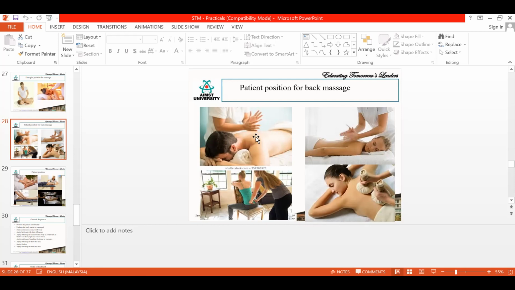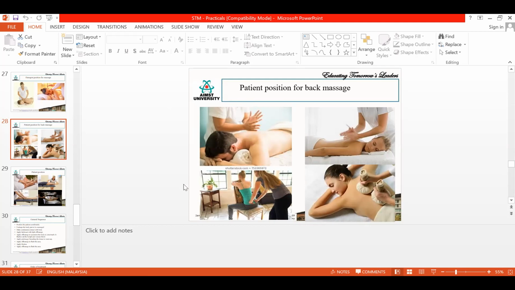Then in case they are women and if the hair is affecting, then you have to make a bun of the hair so that it doesn't fall on the back and doesn't affect your area. So this is for the ladies to prepare. Then you have to remove your watches, rings, and your nail polish. You should not have any long nails when you are doing the massage. So this is very, very important. So this is getting the therapist ready.